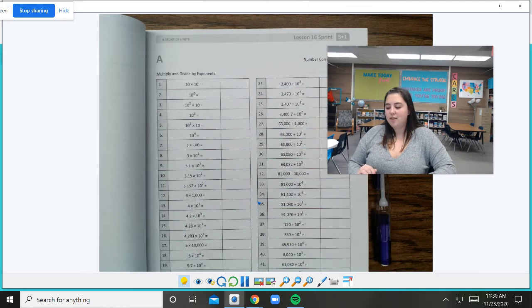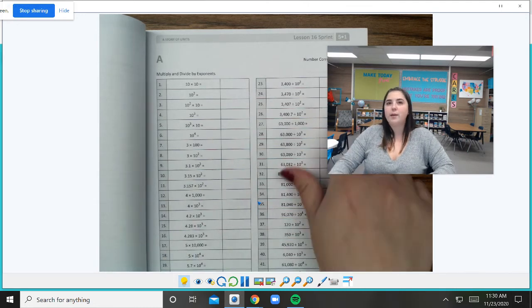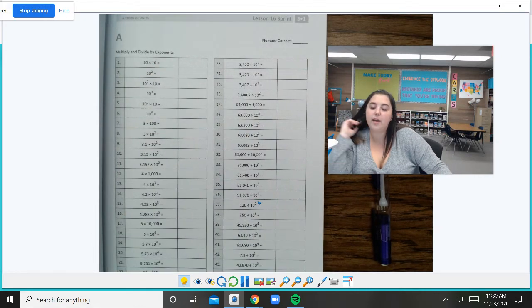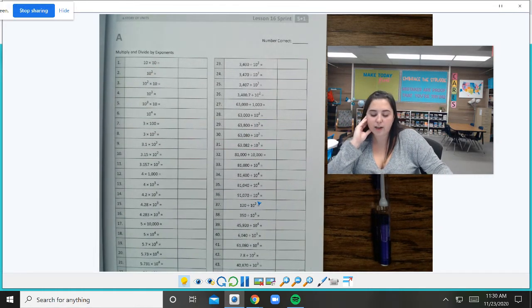All right, count up how many you got correct right up in the top corner here. And then I want you looking for patterns. What do you notice about the answers that could help you on the second side?